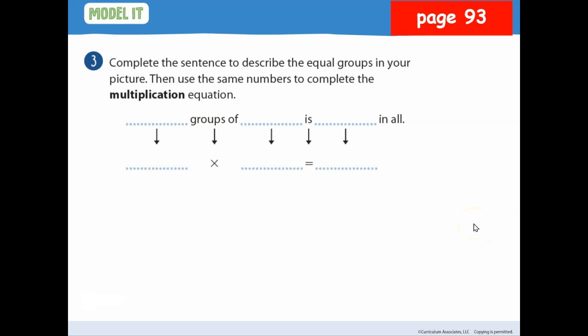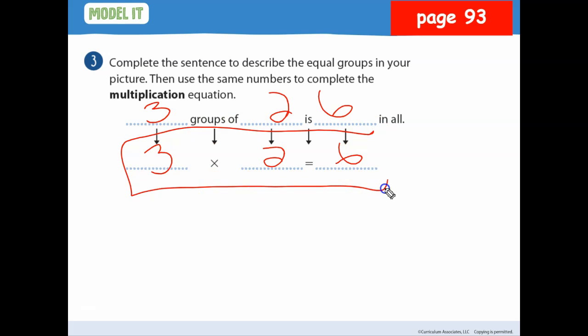It says complete the sentence to describe the equal groups in your picture, okay? So in the picture that we did on number 1, how many groups were there? 3. How many in each group? 2. So then 3 groups of 2 is 6. So my first one is going to be 3 times 2, which equals 6. This is my multiplication equation. Okay?